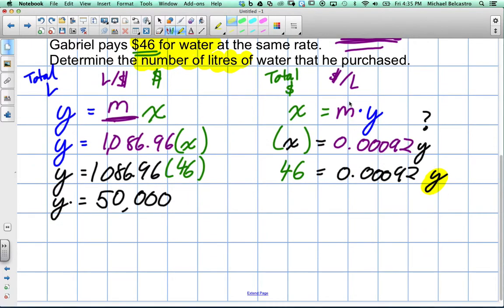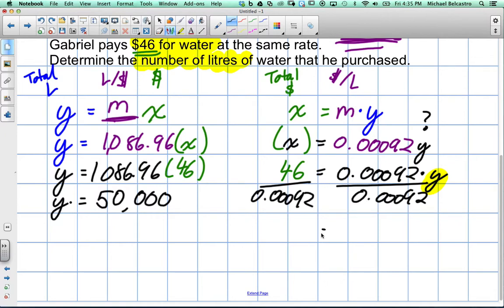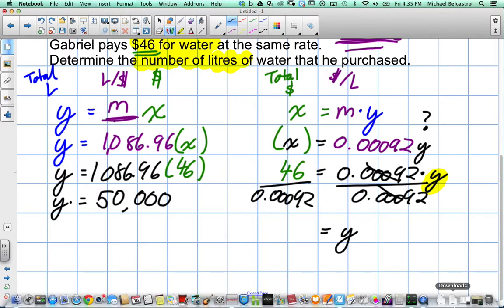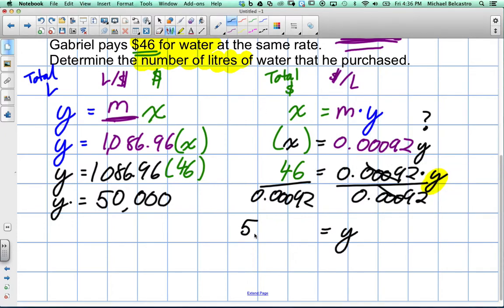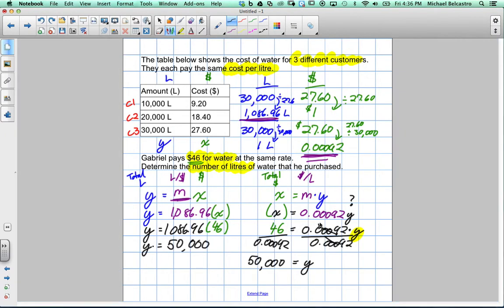And because it's this rate times y, in order to reduce it to 1, we need to divide by this. So we'll divide both sides by that. A lot of times they call this canceling out, but really what we're doing is reducing that value to 1. So these become a 1 value, so 1y is equal to 46 divided by this really small decimal. 46 divided by this small decimal gives us 50,000. So we came at this 2 different ways, and both of them we got 50,000 liters for the amount of water Gabriel purchased.